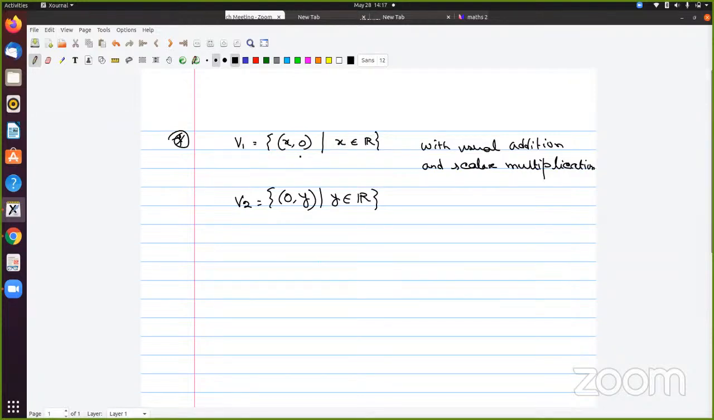Sir, it has a zero vector. Correct. It is closed under addition. It is closed under scalar multiplication. Exactly. So if you check these three, this will be a subspace of R2. Similarly for the y-axis also. Now, what is the union of these two?